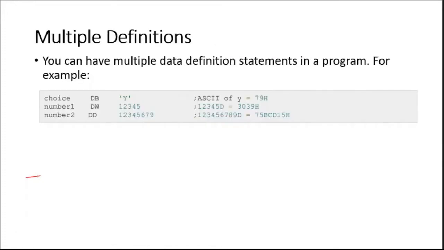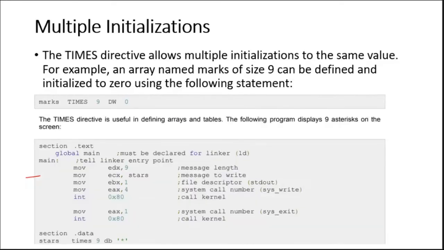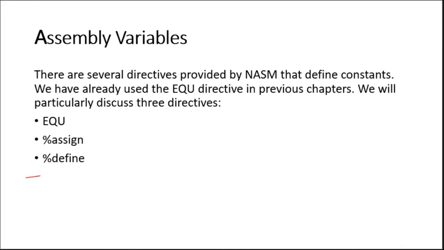Now the next thing is this. In a particular program, you can have multiple data definition statements. I mentioned that you can use the keyword times. Okay, so times is a keyword, or you can call it a directive, that allows you to do multiple initialization to the same value. You have seen the EQU before, right? The EQU, we said in the previous classes, is used in NASM to define a constant. So there are 2 more that we can talk about in this class, but the truth is that there are even others. But in this class, we limit our scope to these 3.